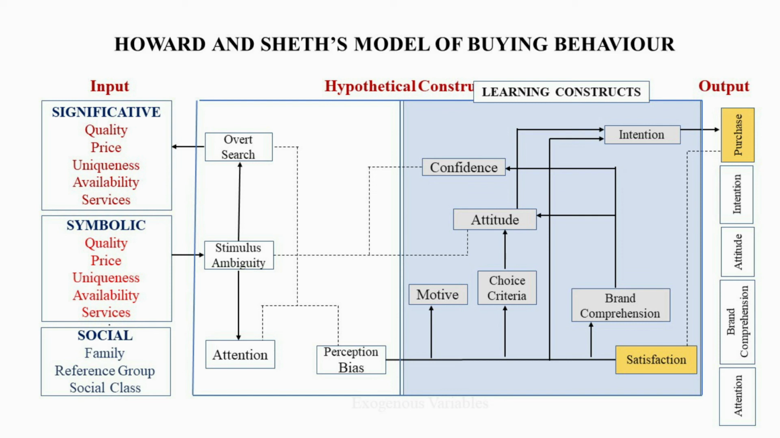When we look at the diagram, we can see some dotted lines in the area of hypothetical constructs. These are the feedback lines. We can see a dotted line starting from purchase and ending at satisfaction. This means that after purchase, the consumer gets satisfaction, and this satisfaction may be added to the brand awareness as feedback. This will reflect in the next purchase decision.